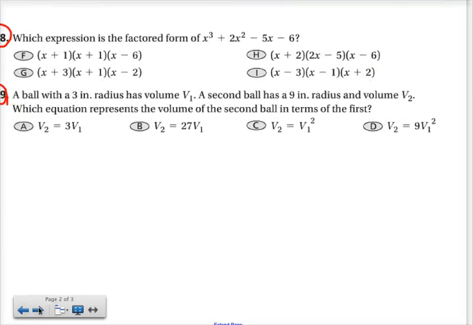Then, number 58 says, which expression is the factored form of x cubed plus 2x squared minus 5x minus 6? Now we haven't shown you the method to factor a polynomial with 4 terms yet. I'm going to do that in just a second. So for this one, if you don't know how to factor by grouping, what you would do is just multiply all of those together until you got the one that gave you x cubed plus 2x squared minus 5x minus 6. That's a test-taking strategy. You know, it's multiple choice, so that's what you do.